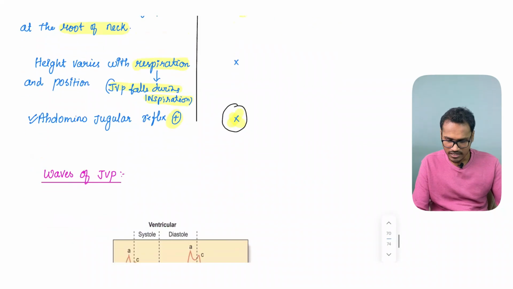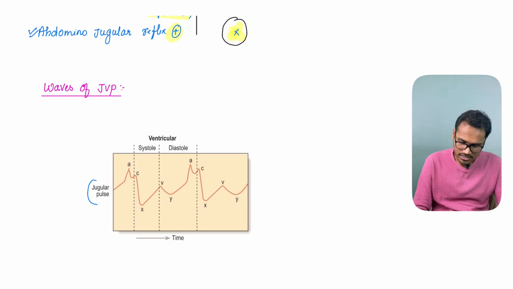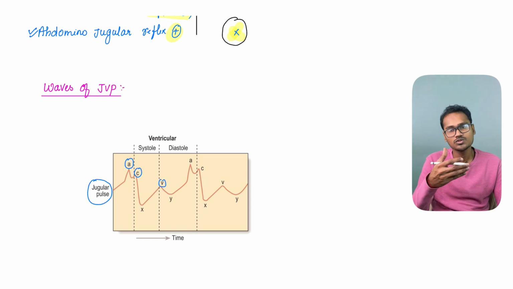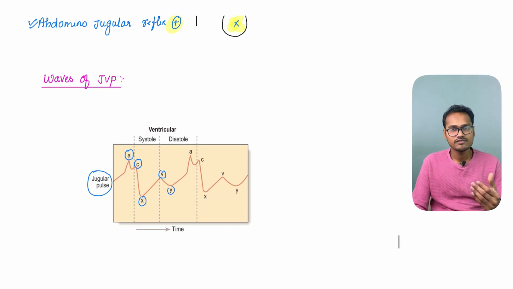Once you have done it, the waveforms of the JVP can be recorded. Whenever you record the jugular pulse, there are several waves, as you can see in this diagram. The upstroke waves, which are upward, are A, C and V, and two waves are coming down, which are X and Y. Let's try to understand why these waves are generated, what is the reason for these waves, and what are the abnormalities in them.